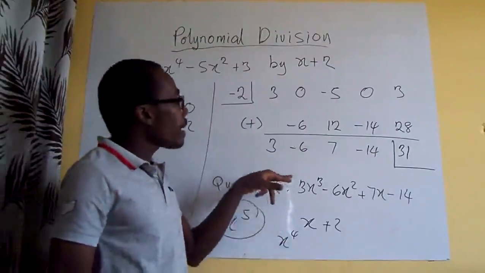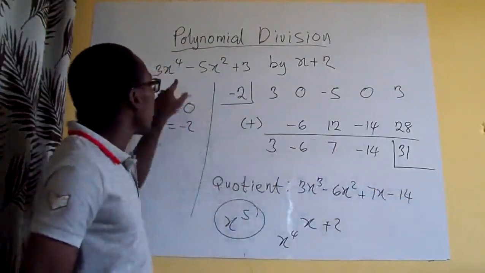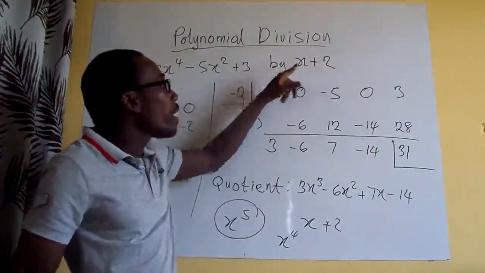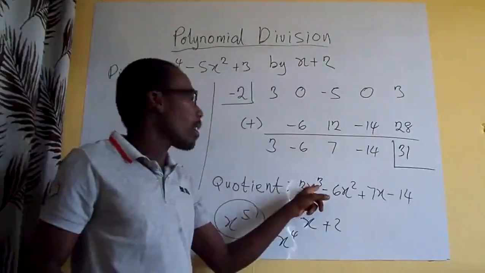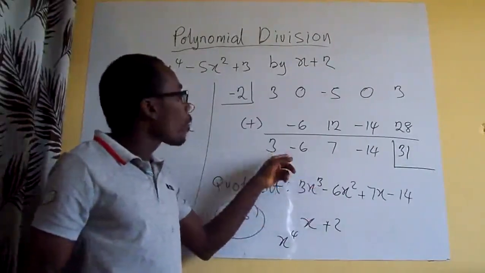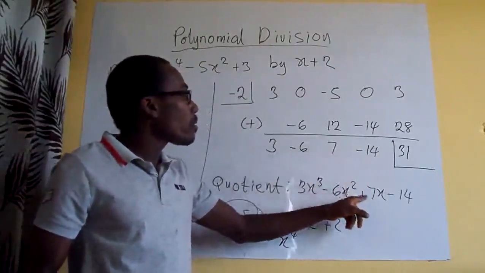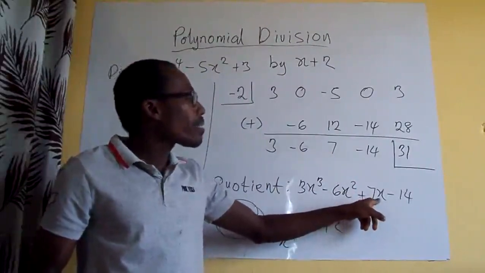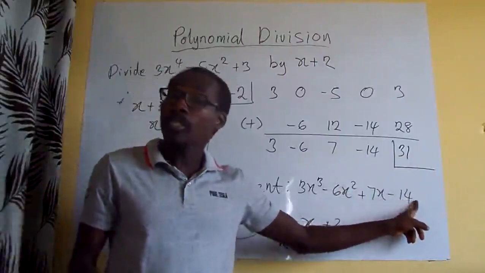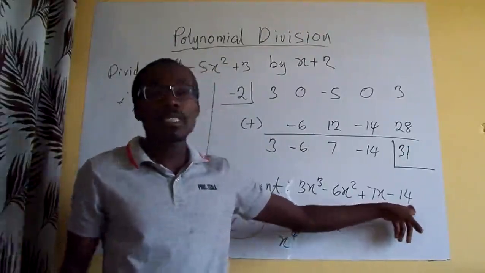So if you are writing the final answer for your quotient, you realize that since this was a quartic function divided by a linear function, the result should be a cubic function. And so the very first coefficient we go with x to the power 3, followed by the second coefficient, which is minus 6x to the power 2. Then the next coefficient, that is 7, that will be 7x, you can say x to the power 1. And this one is minus 14x to the power 0. Again, see, whenever any number is raised to the power 0, the result is 1. So you have minus 14.